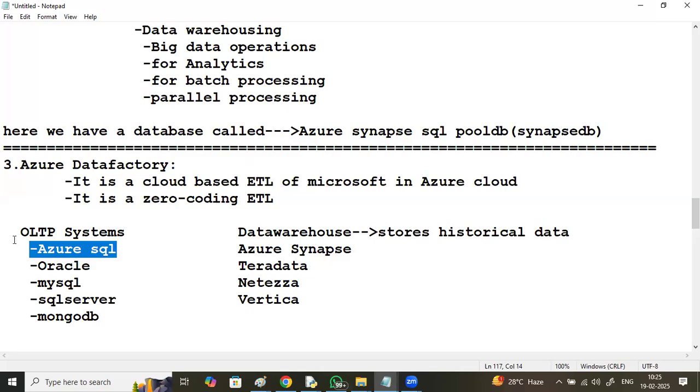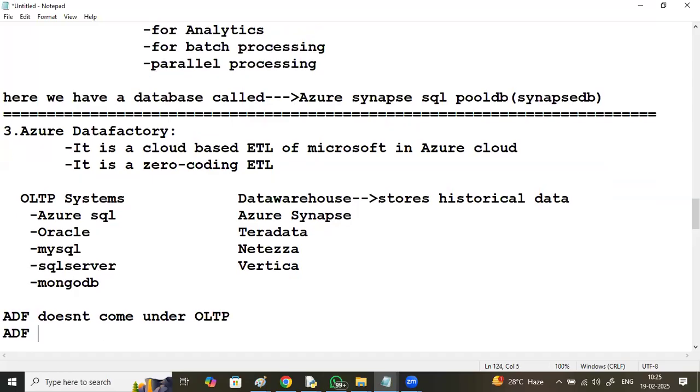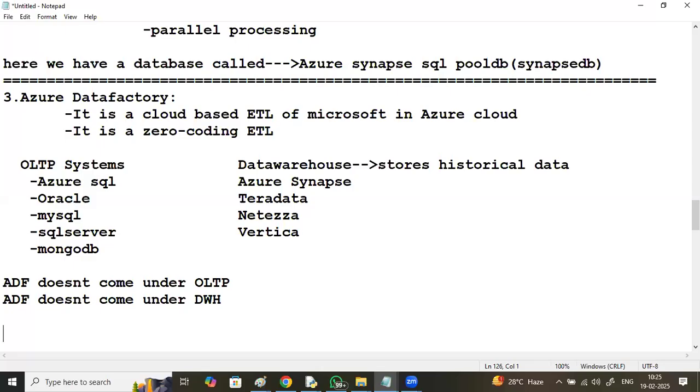But does ADF come under OLTP or data warehouse? No. ADF doesn't come under OLTP or data warehouse. It is an integration service. It is an integration service. So where does ADF come in? Here it comes, ADF. It acts as an integration service between this OLTP and data warehouse.